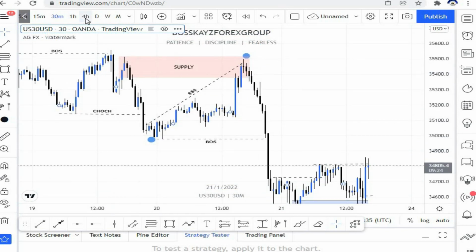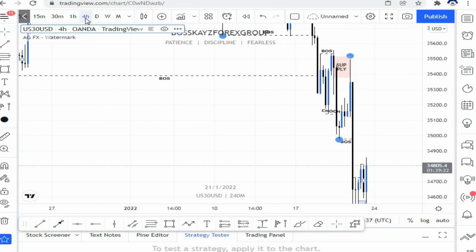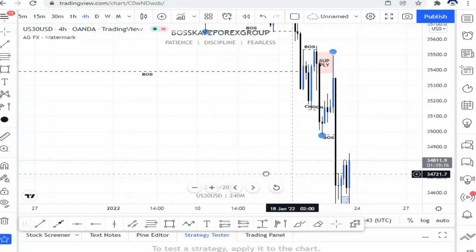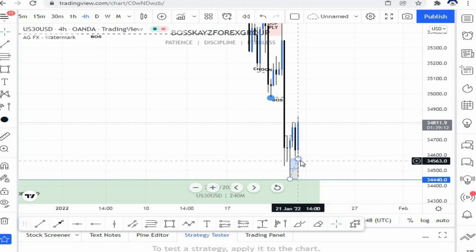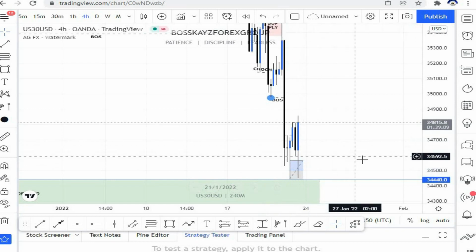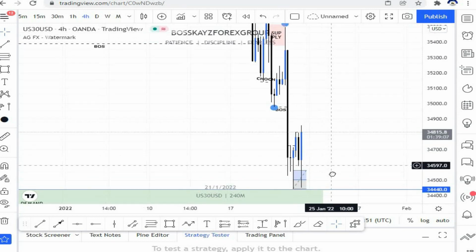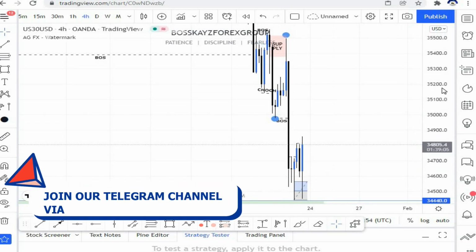The next thing which you have to understand, guys, once price comes back to the demand zone, you use the smaller time frame to take what? To take entries, so that you will be able to take sniper entries only, and also minimize your risk. So as you can see now, the price is going up, guys.